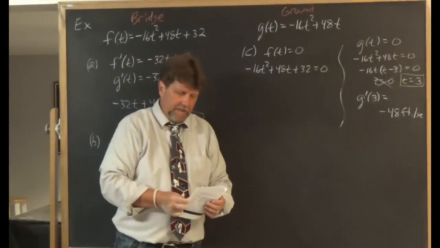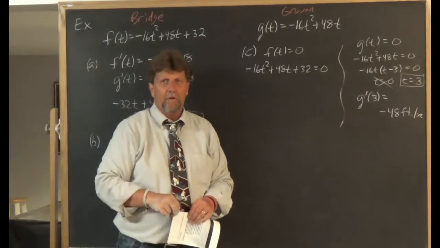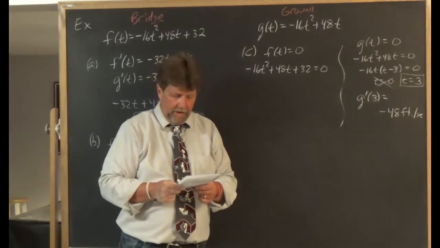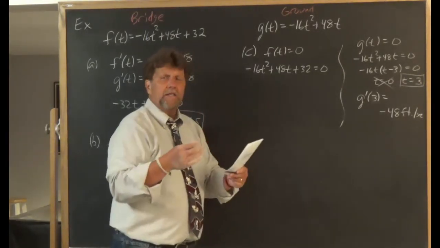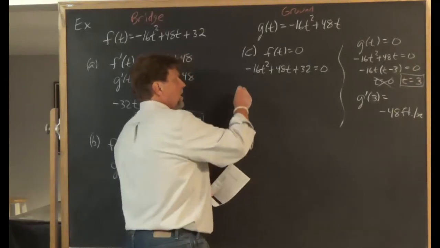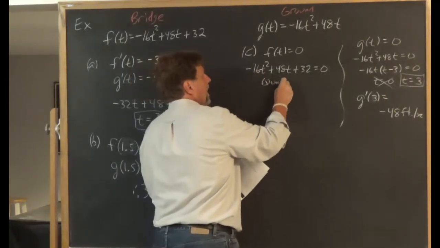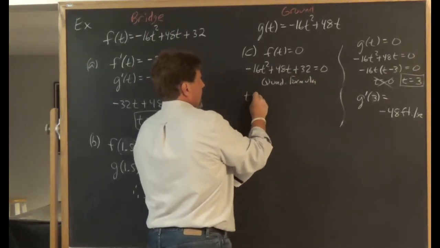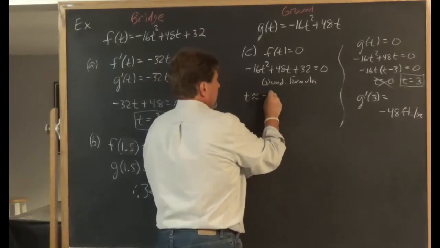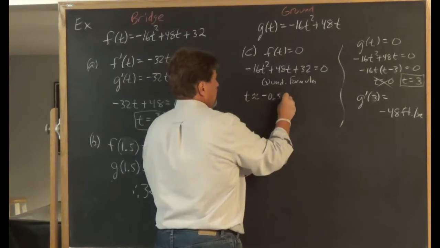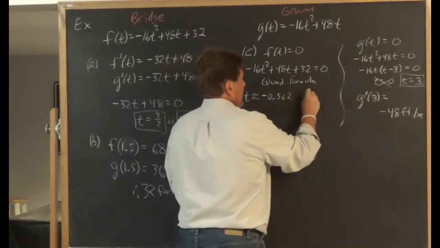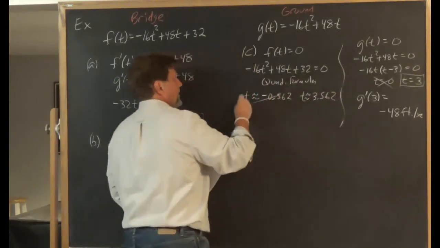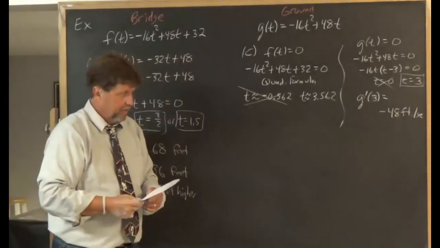Alright, so let me tell you folks, I'm going to crank this through the quadratic formula. Since that's algebra, I'll let you do that on your own. And then I'm going to approximate what these answers are. So when I crank this through the quadratic formula, I get a t value of approximately negative 0.562 and a t value of about 3.562. Obviously, this one is meaningless because we don't time travel.